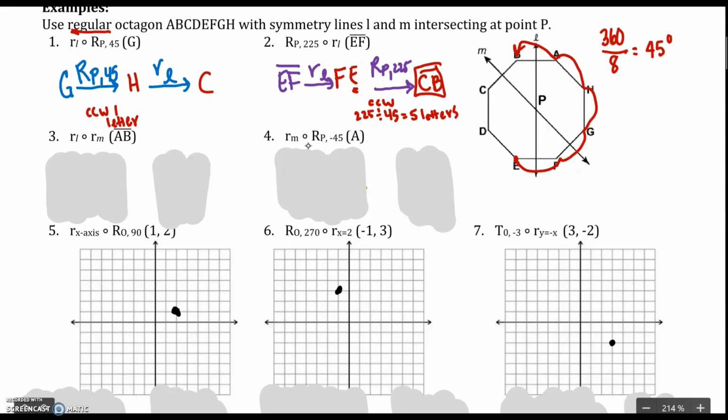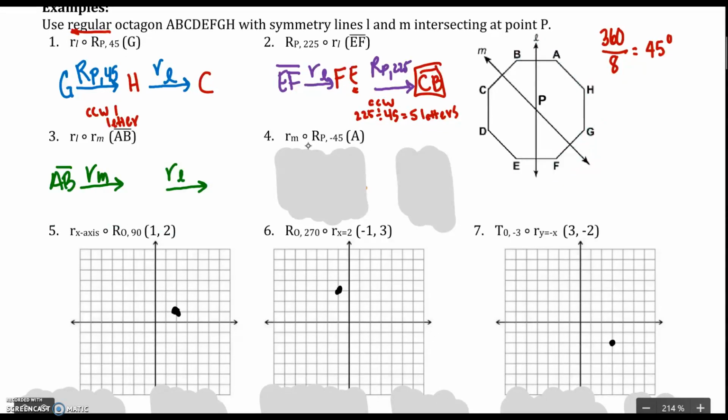For number 3, first the reflection over M, then the reflection over L, and we're going to do A first, then B. So if we look at A, we're going to reflect that over line M. Remember that when you're reflecting it over the line, you're going perpendicular to the line. So A over M would land on D. B over M would land on C. Then we're going to take each of those and reflect them over line L. So D across line L would land on G. C across line L would land on H.